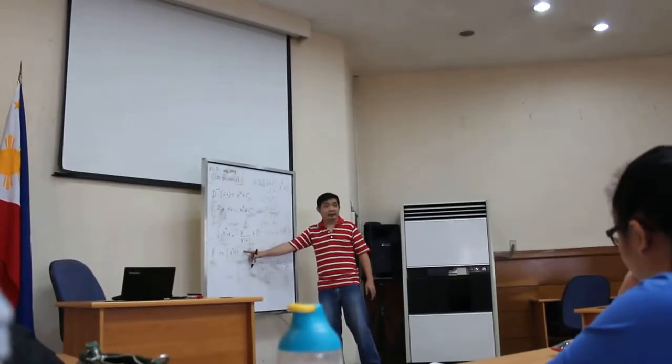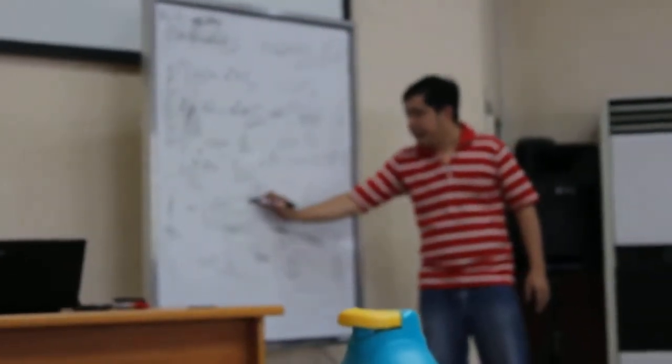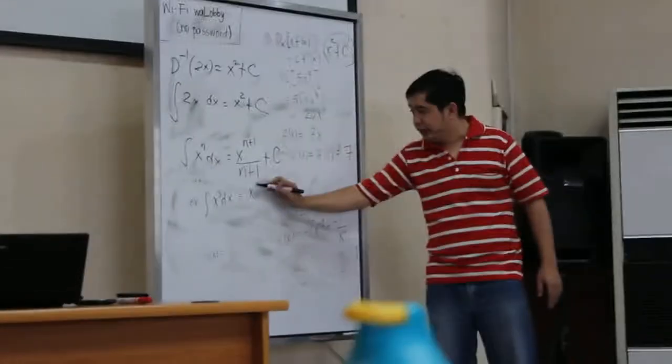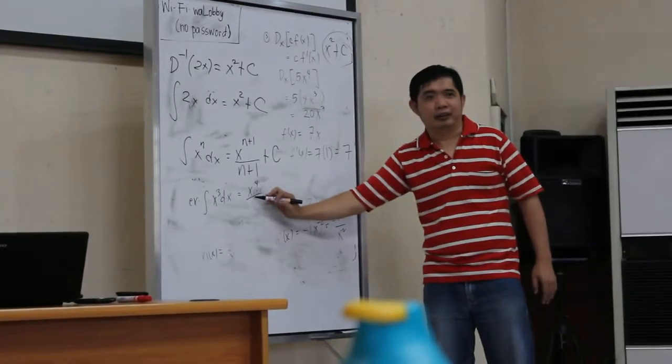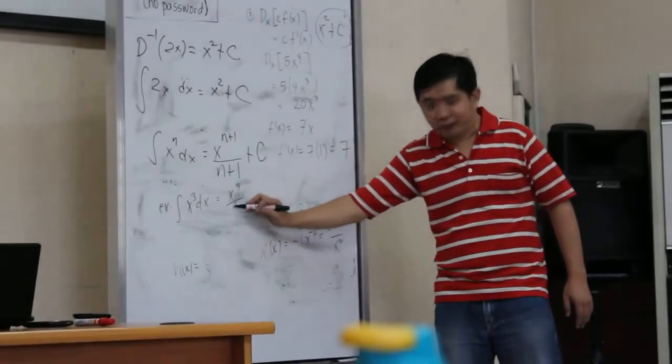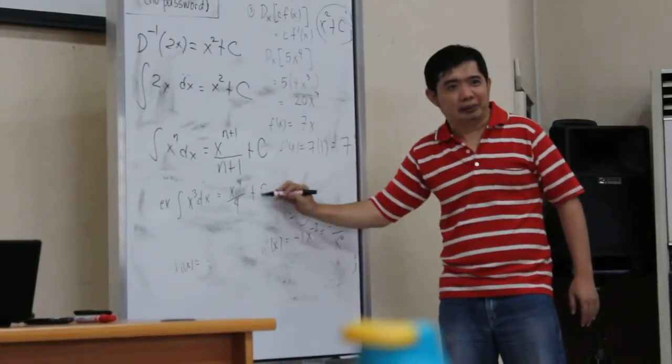What is your n here? 3. Okay. So we have x raised to 4 over 4, and then don't forget your answer.